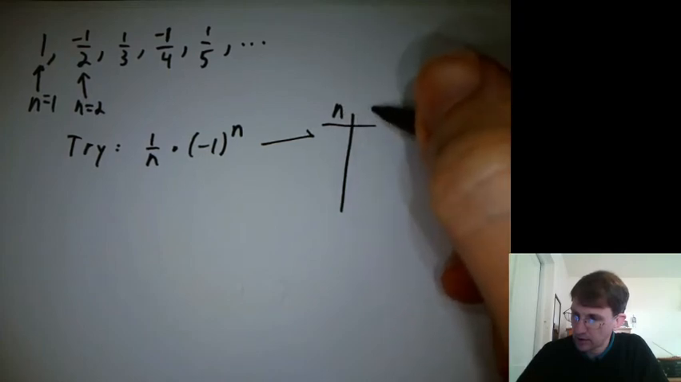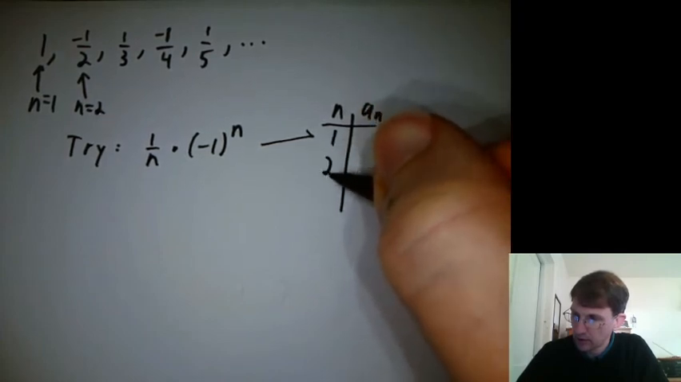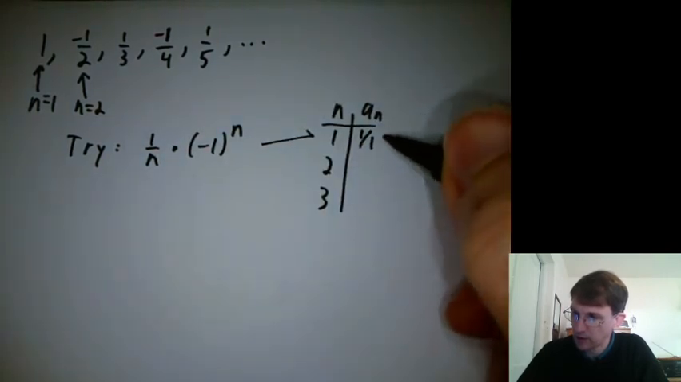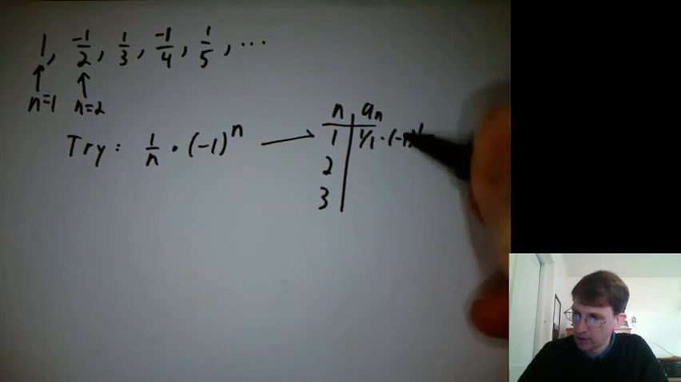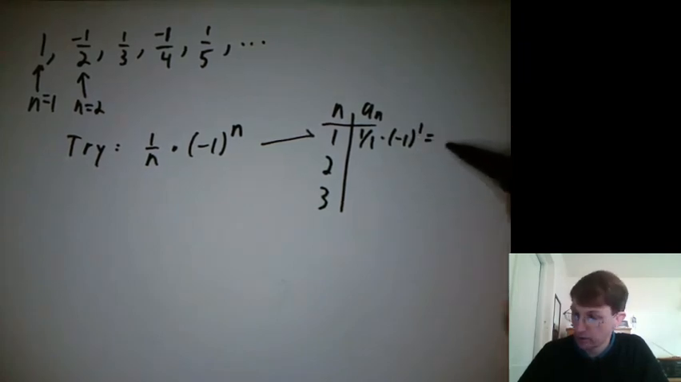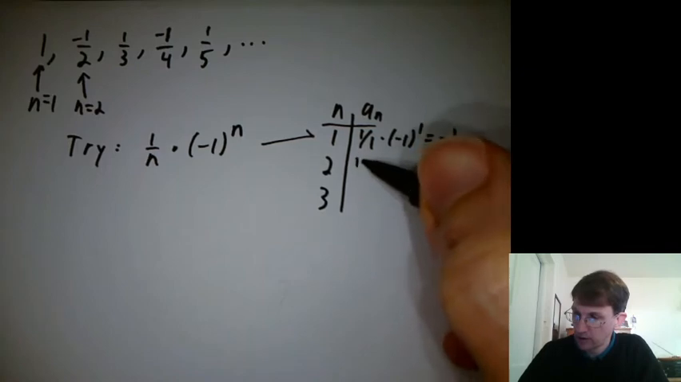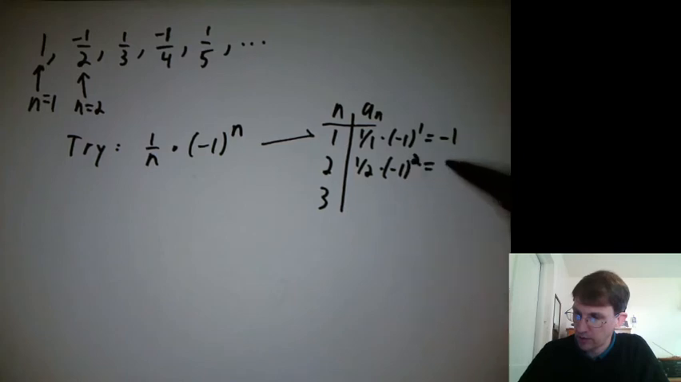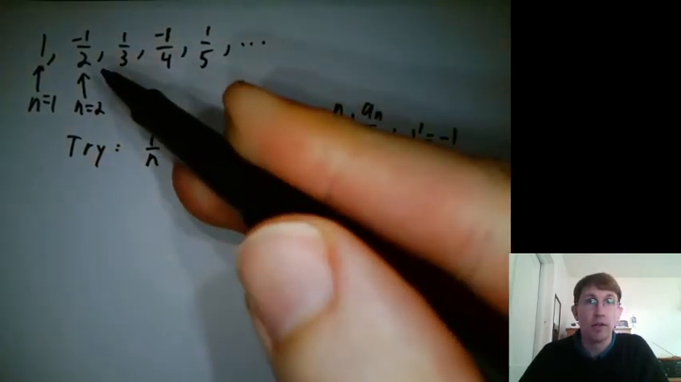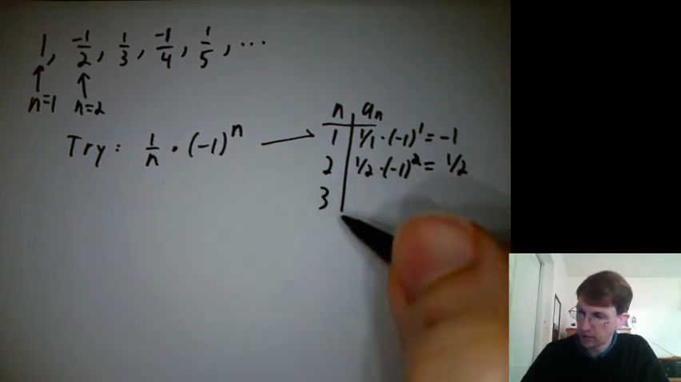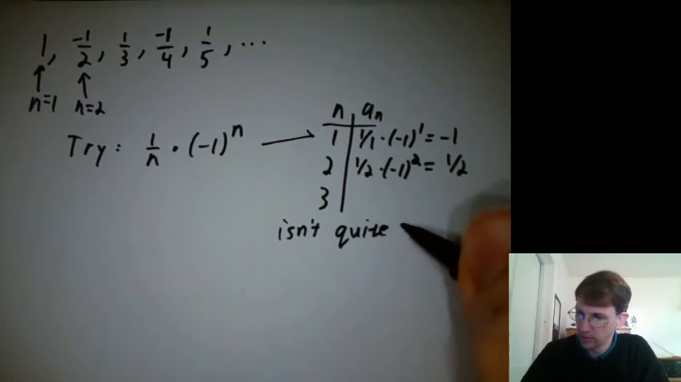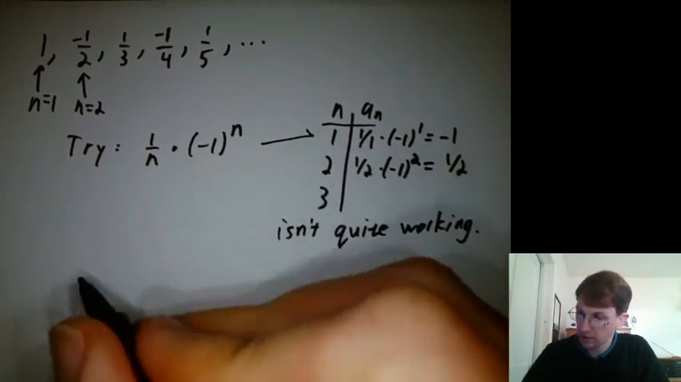Let's say here's n, here's a sub n, 1, 2, 3, etc. So if I plug 1 into this formula, I get 1 over 1 times negative 1 to the 1. Negative 1 to the 1 is negative 1, so I would get negative 1. Here I'd get 1 over 2 times negative 1 squared. That would be positive, so I'd get 1 over 2, but I want negative 1 over 2. So this isn't quite working. What can we do to fix it?